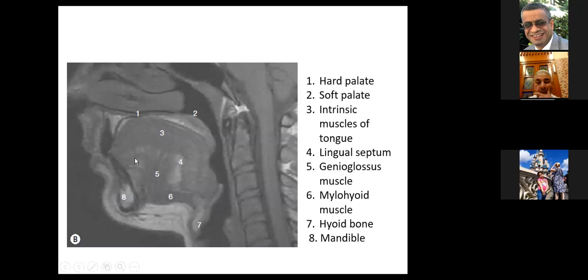Number one is the hard palate. Number two is the soft palate. This is the intrinsic muscle of the tongue. This is the lingual septum. This is the genioglossus muscle. This is the mylohyoid muscle, which forms the floor of the oral cavity. This is the hyoid bone. And finally, this is the mandible.